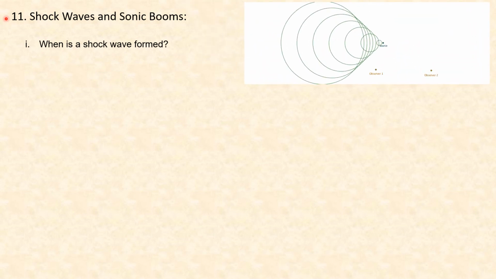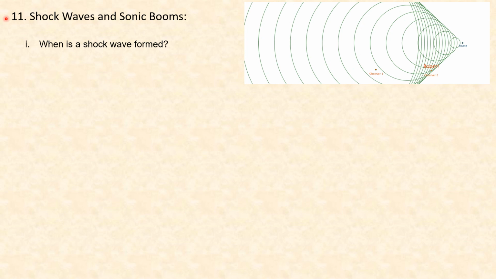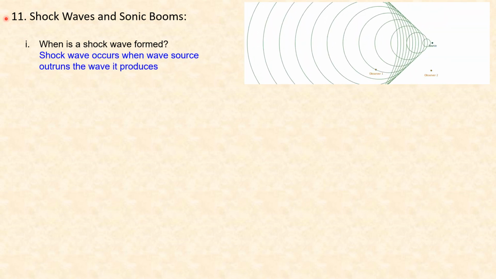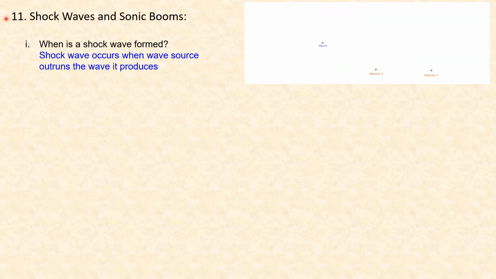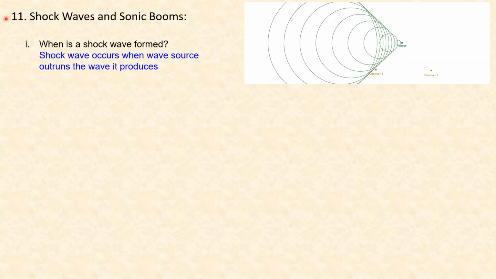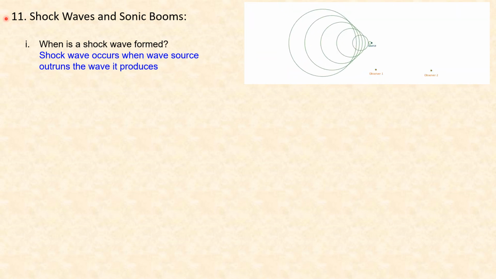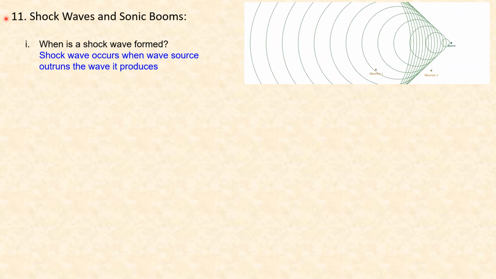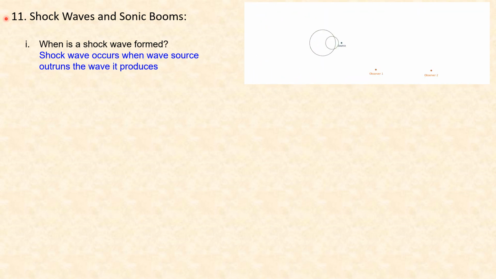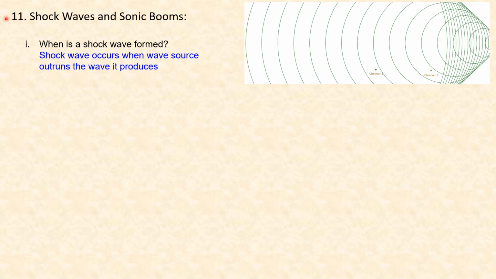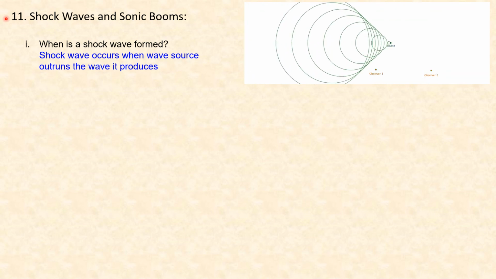So when we ask the question, when is a shock wave formed? When you look at this wavefront diagram with these overlapping wavefronts, the shock wave occurs when the wave source outruns the wave it produces. In other words, when the wave source is traveling faster than the speed of the wave in the medium. So when an airplane, for example, can travel faster than the speed at which sound travels in the medium, you will get a sonic boom.